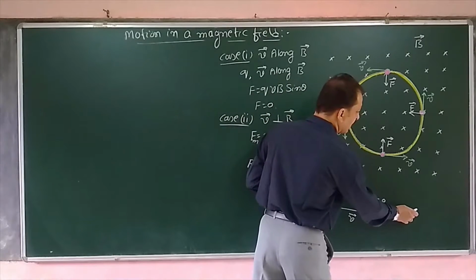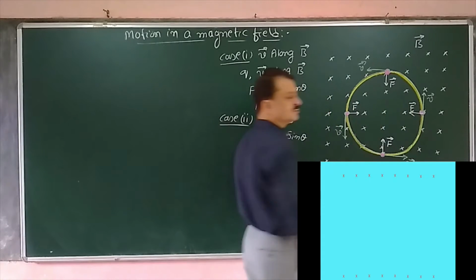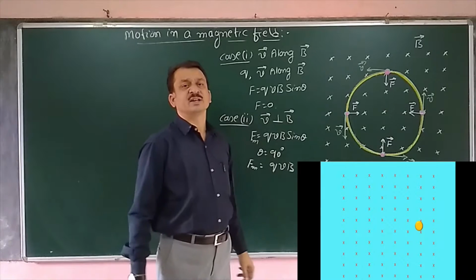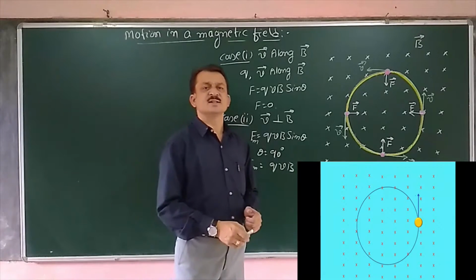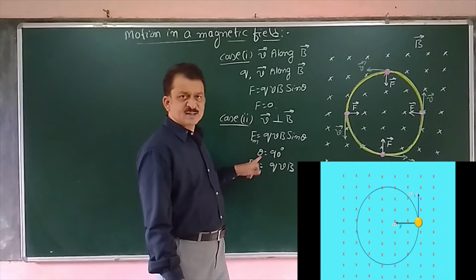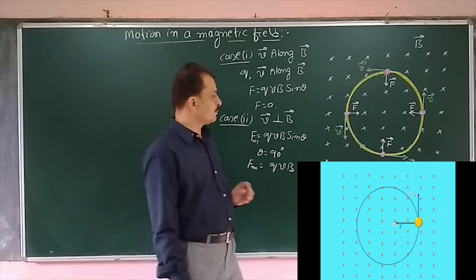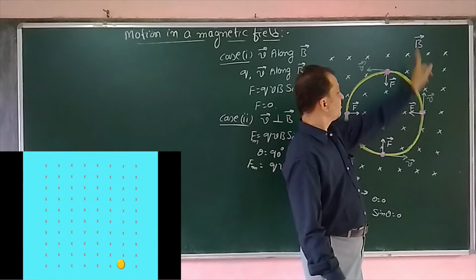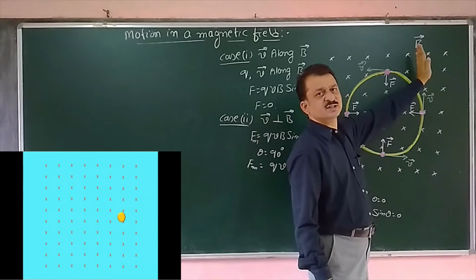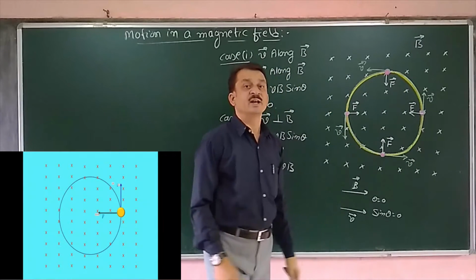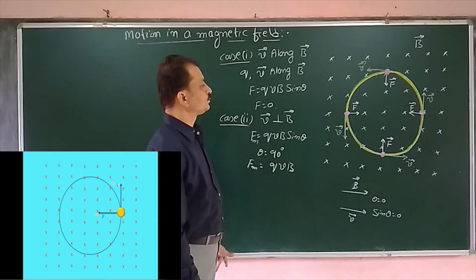Now, assume that initially the particle is entering in a straight line. As and when it enters the magnetic field region, obviously it experiences magnetic force, because here we have taken theta equal to 90 degrees. That is the angle between the velocity vector and the field vector. Now, velocity is initially along this direction, that is vertically upwards, and the magnetic field is into the plane of the board.